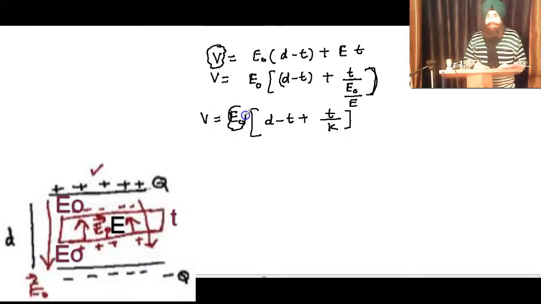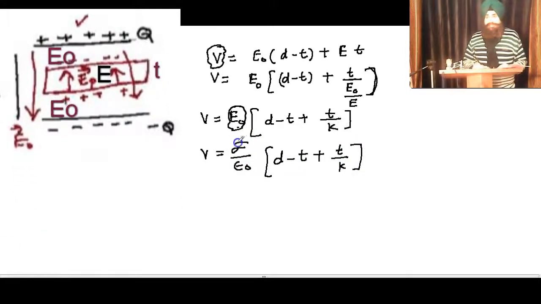Now this electric field is related to the surface charge density by Gauss theorem. E naught is sigma upon epsilon naught, so the potential is sigma upon epsilon naught into d minus t plus t upon K. Now sigma is Q by A, so V is Q by A epsilon naught into d minus t plus t upon K.